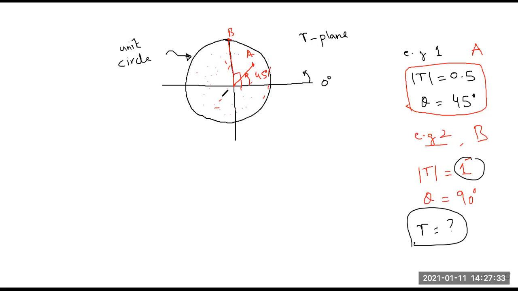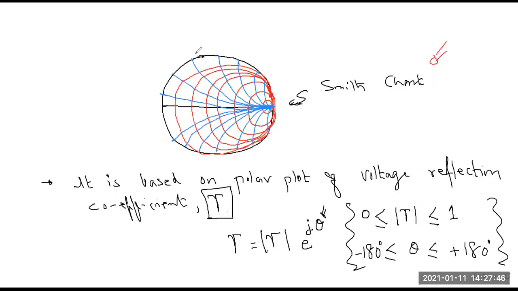But where within this unit circle it lies depends on the magnitude and on the angle. The Smith chart that I had drawn before, you can see this black line, is actually the same unit circle.